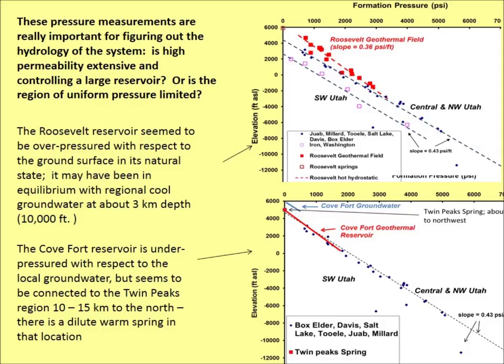In this lower case, Cove Fort, turns out about 10 to 15 kilometres to the north is a spring that Stefan here has worked on, a number of the springs, cold springs, warm springs. There's one warm spring, I think it's 27 Celsius, and got chloride water in it, very dilute, and its elevation is at 5,000 feet. And there's a very good chance that the carbonate reservoir that's sitting here is fractured and equilibrating laterally some 10 plus kilometres to the north, and that's why it's under pressure.